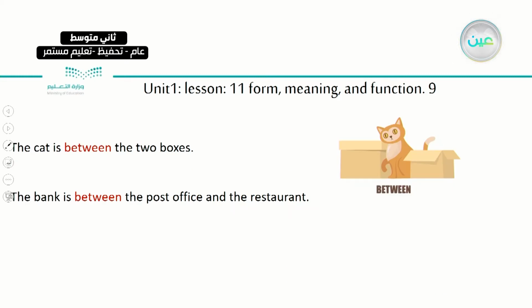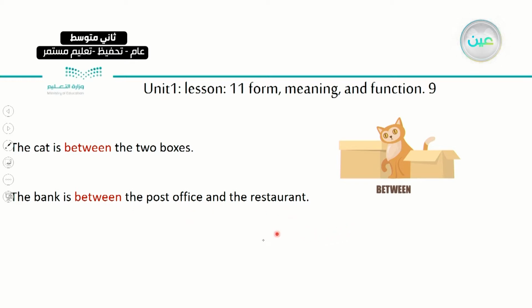Another example here, the cat is between the two boxes. So we have here a cat and you have two boxes. So it's between them. It's sitting between the two boxes. So if there is something between, you can say between. There is another example also. You can look at the picture in your book. The example provided: the bank is between the post office and the restaurant.